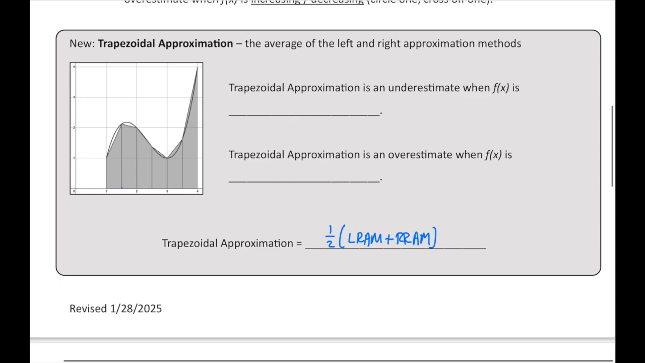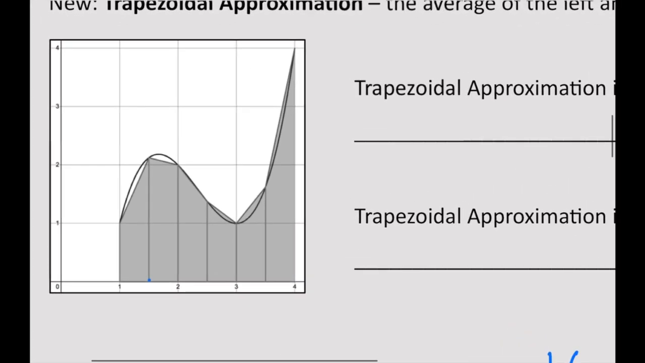Now, thinking about what we talked about with the LRAM and RRAM, when are we an underestimate and when are we an overestimate? Let's take a look at the curve that we have there on the left. When is the trapezoidal approximation an underestimate? So when are we below the curve? That's this section. Ooh, and it continues. So it's not just increasing. It's partly increasing, partly decreasing. So it's really just this section that is our underestimate.